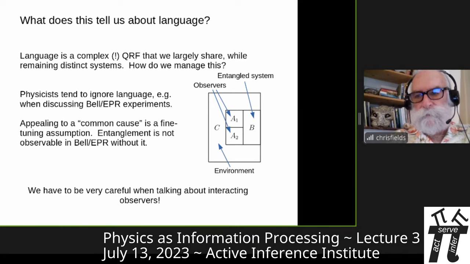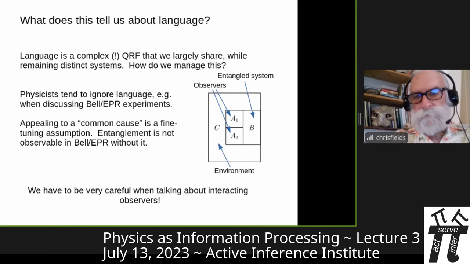The universe seems fine-tuned in a way that allows us to exist. And if it wasn't fine-tuned in that way, we wouldn't exist, and so we wouldn't observe anything. But fine-tuning assumptions are a problem. They're a pointer to something we don't understand.